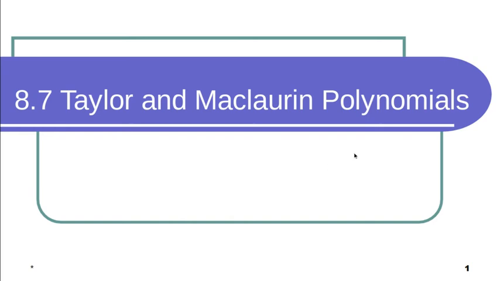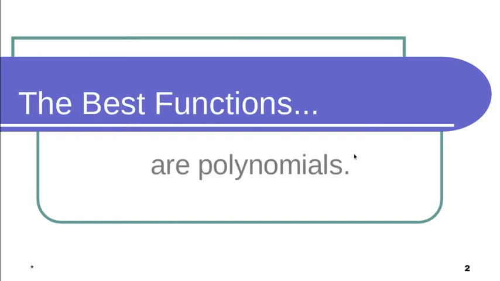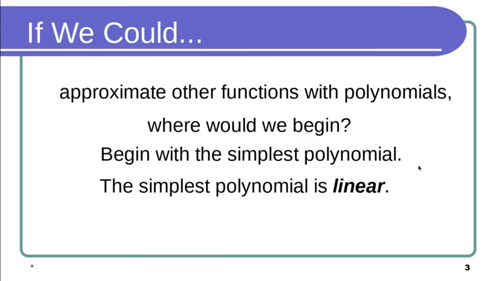Because in calculus, our best functions are polynomials. They're the easiest ones to take the derivative of. They're the easiest ones to find the antiderivative of, and they're really easy to perform those calculus operations with. So if we had a function that wasn't a polynomial, where would we begin? We'd start with the simplest polynomial, which in our case is linear. So really that's just doing a tangent line approximation, which we've done before.